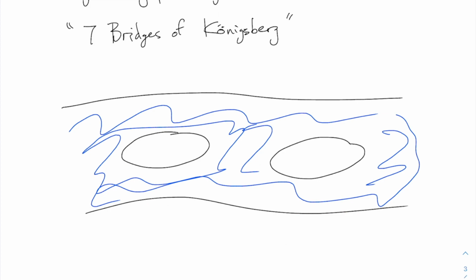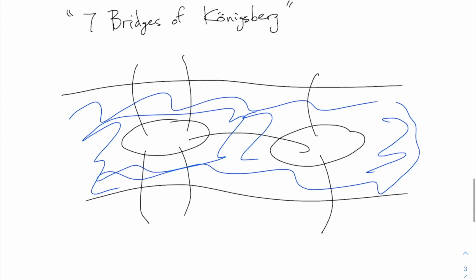So the bridges go like this. One goes here. There's one bridge here and one bridge here. And then on the left side, there are 2 bridges like that and 2 bridges like that. This is a real place that really exists, although today, I think not all the bridges are still there in the modern city. But anyway, those are the 7 bridges.